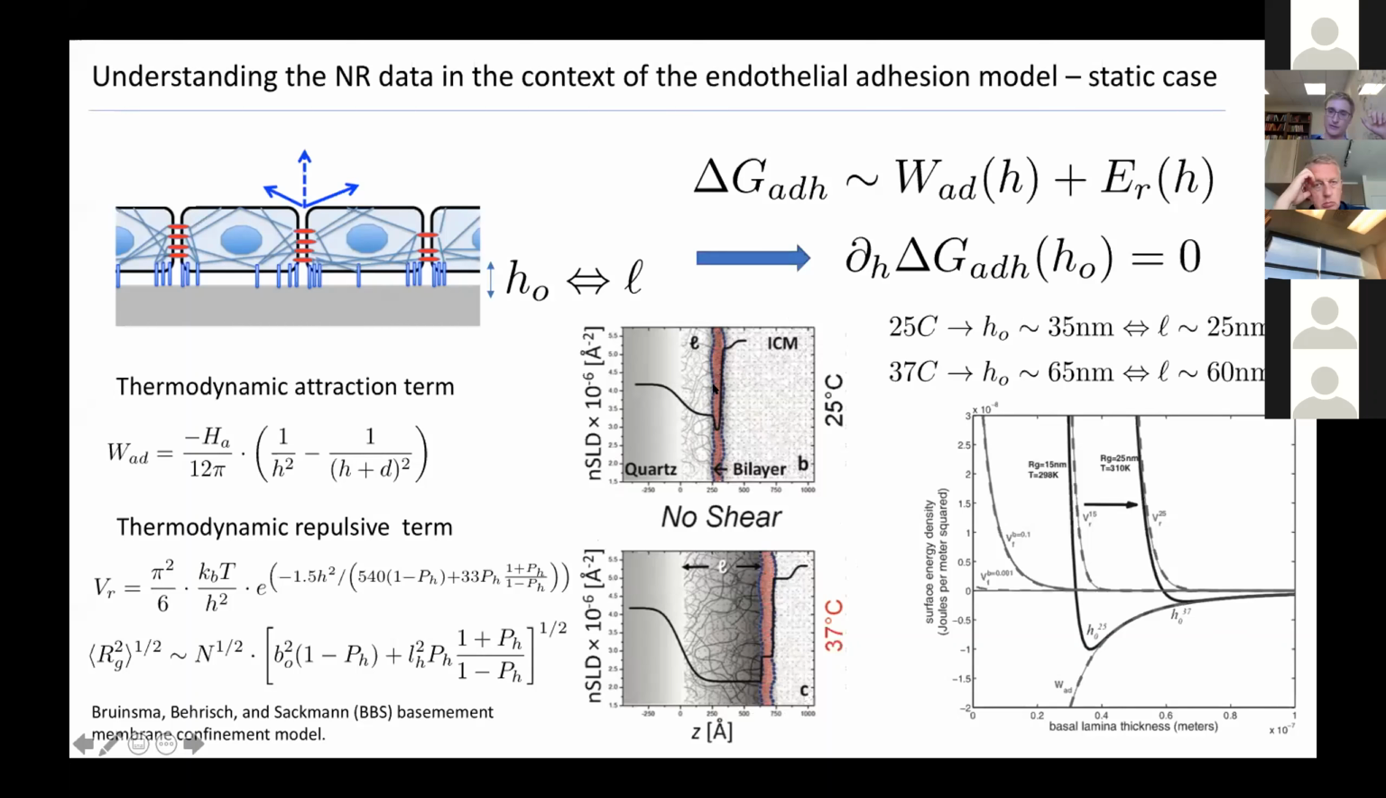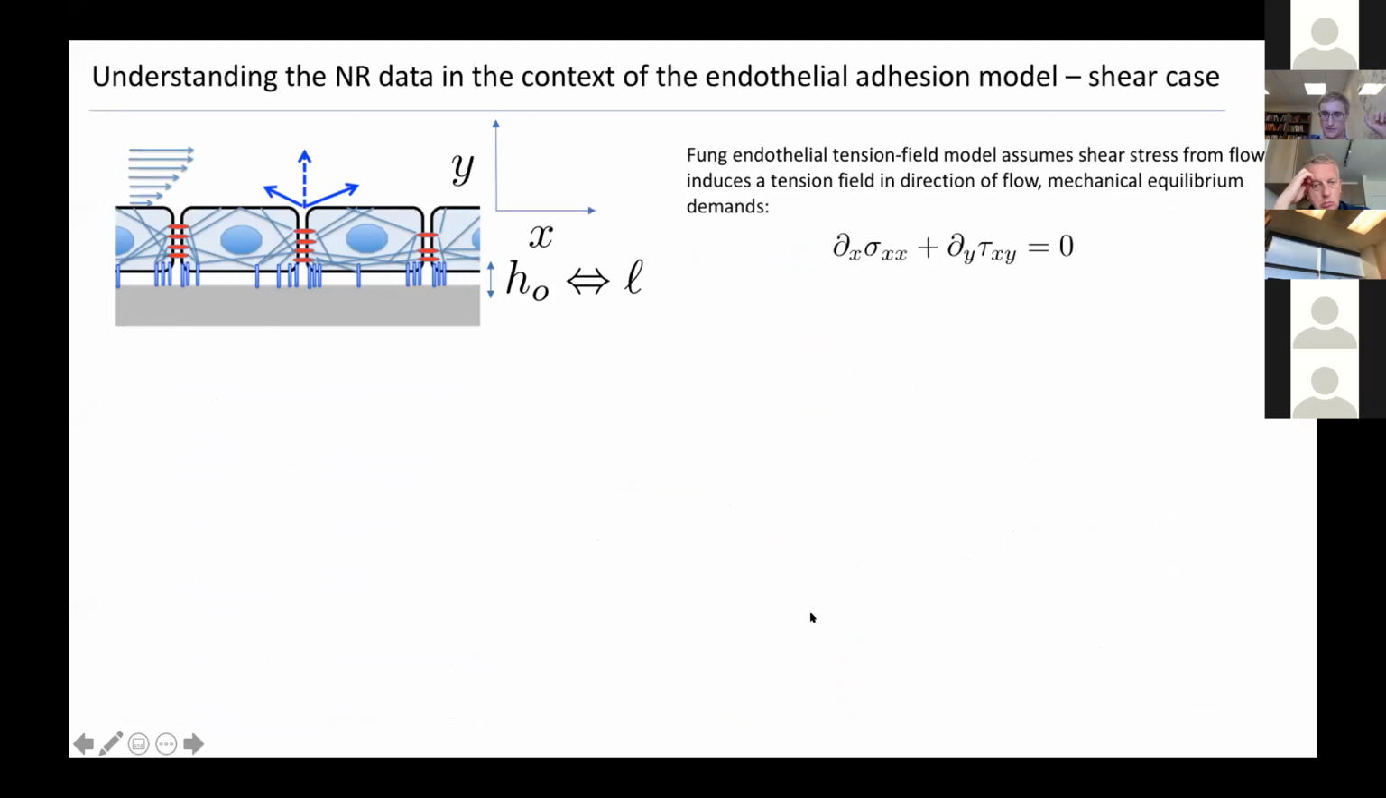In med 25, the cells seem to be closer with no shear, and then as you increase shear, the cells tend to separate from that surface. So what happens with shear? This was, in some sense, the most interesting part of this, because we know endothelial cells are so sensitive to shear.